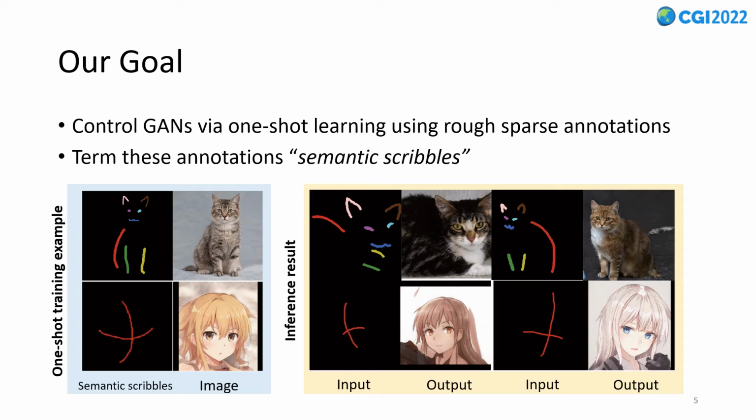In our work, we aim to control GANs via one-shot learning using rough sparse annotations. We term these annotations semantic scribbles. As you can see, the user specifies output layouts with sparse annotations like brush strokes for cat body parts and cross lines for anime portraits. We propose a method that can generate photorealistic images from various semantic scribbles by learning a single paired image.